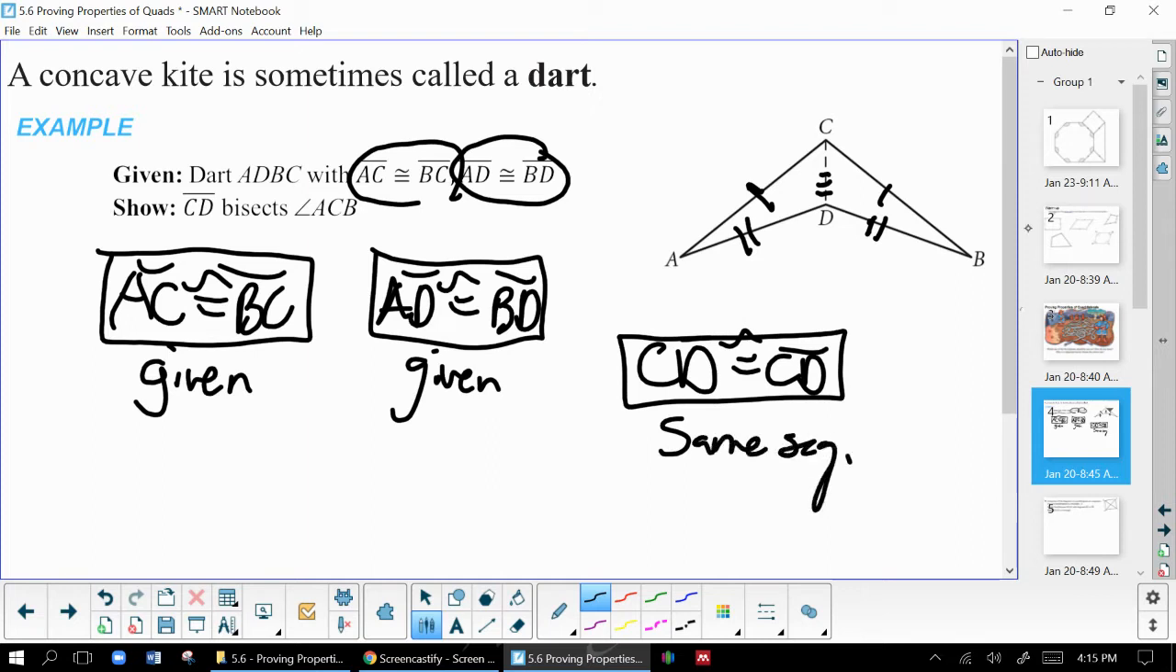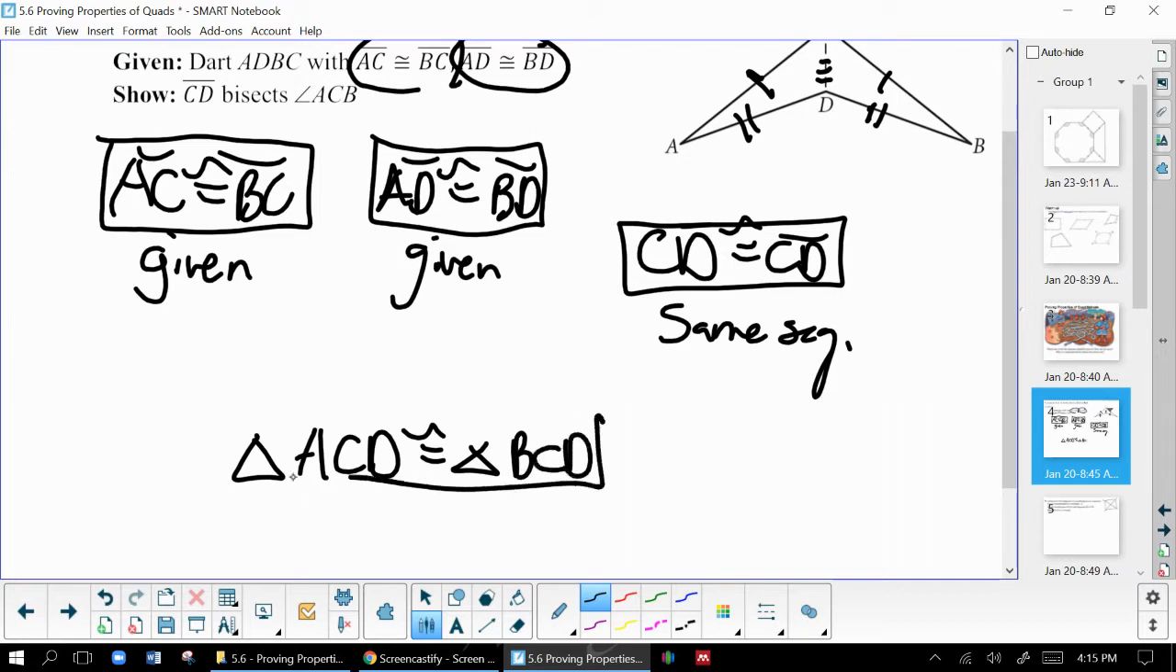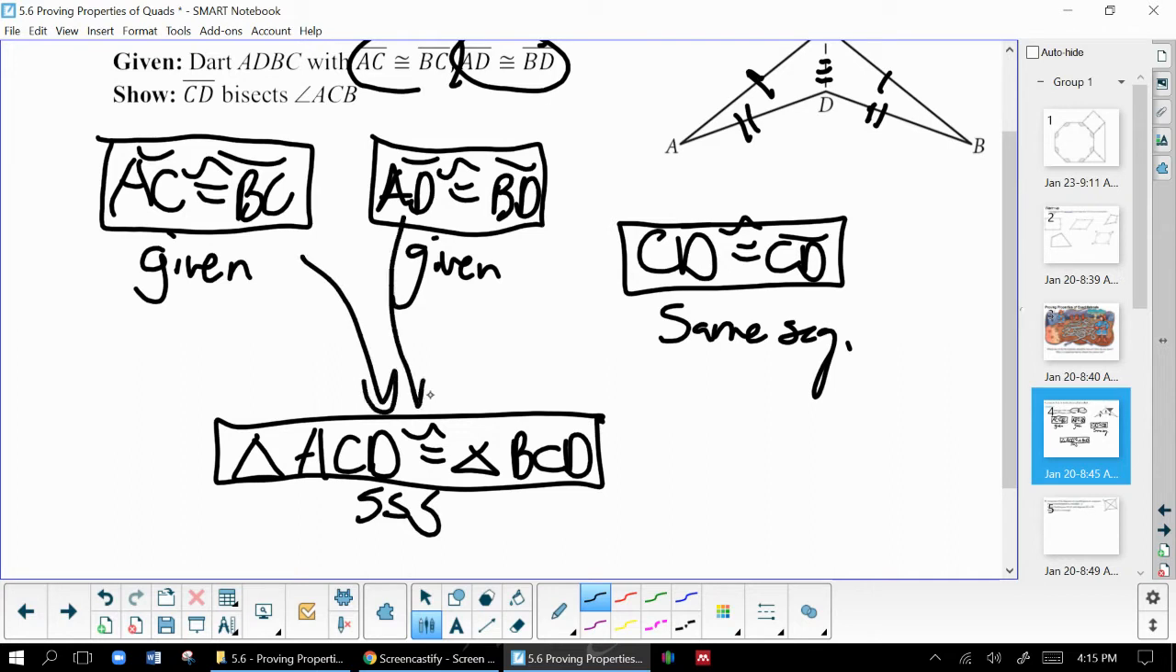Then from there, we say that the triangles are congruent. So we've got the triangle ACD is congruent to triangle BCD. In this case, that is SSS, because we've got the three pairs of congruent sides.